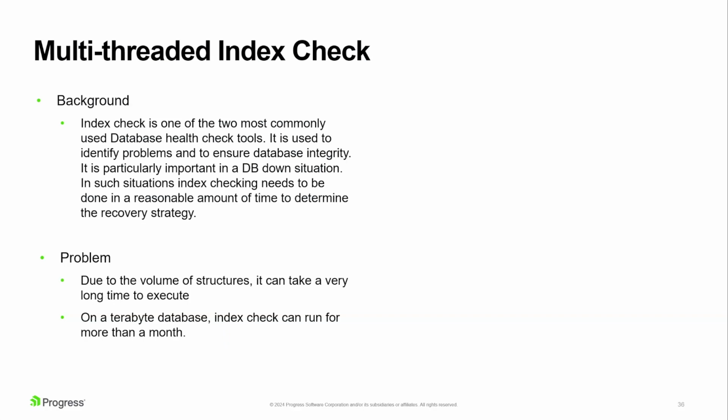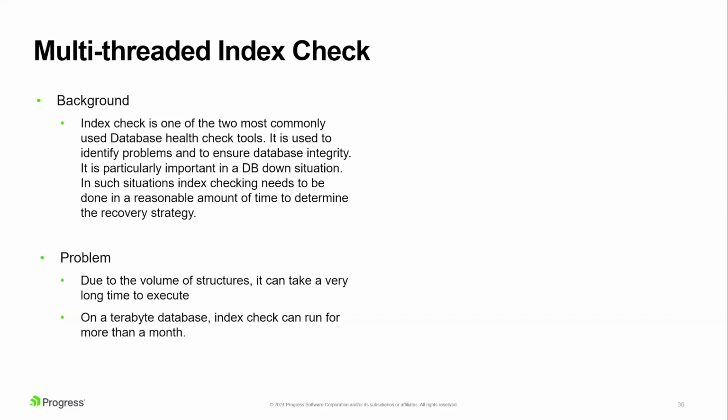Our first area that we've looked at is multi-threading index check. Index check is one of the two most commonly used database health check tools. We use it frequently to identify problems and to ensure database integrity. It's particularly important in a DB down situation when you're scanning for corruption. In such situations, index checking needs to be done in a reasonable amount of time to be able to determine your recovery strategy and get your database back online.